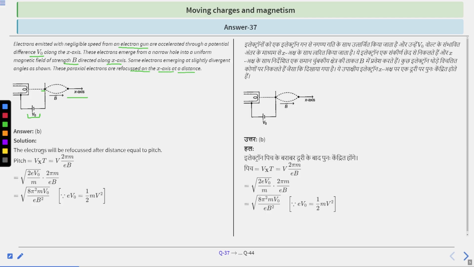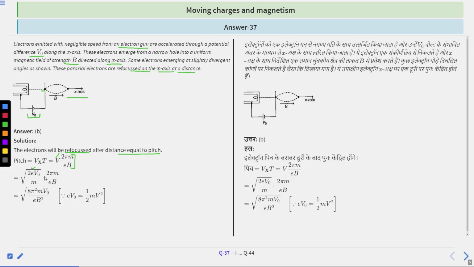We know the electrons will be refocused after a distance equal to the pitch. Clear? The electrons will be refocused after a distance which is equal to the pitch. So we know the formula of the pitch equals Vx multiplied by T, so V multiplied by 2 pi m divided by eB. So here, under root 2eV0 divided by m, multiplied by 2 pi m divided by eB. So here V is this one, and we multiply with this term.